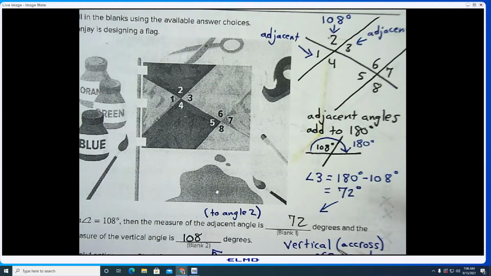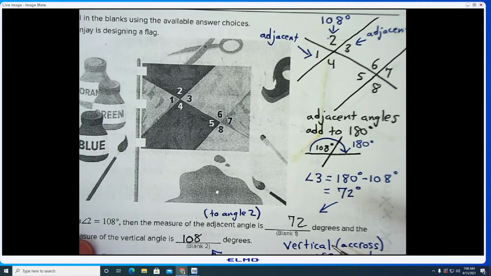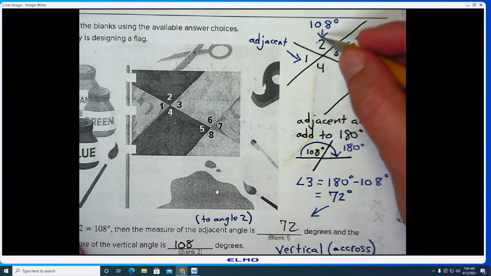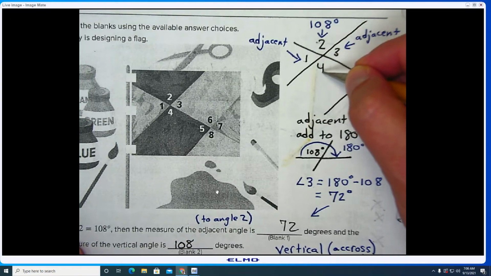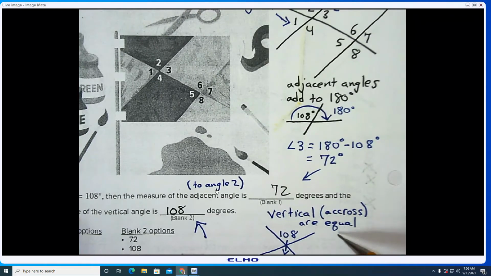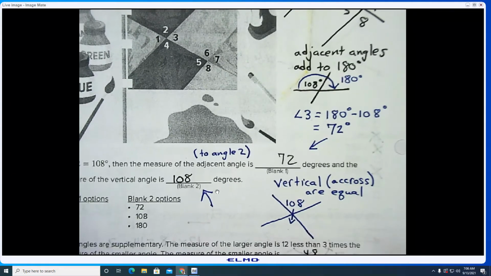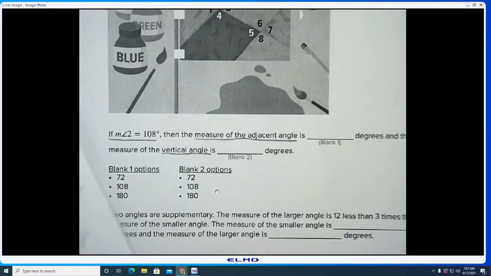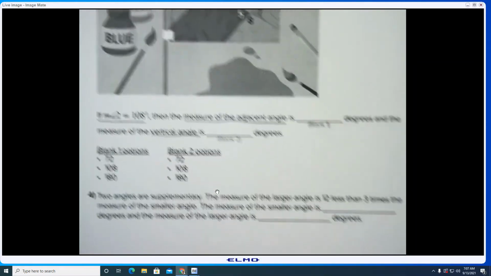Check. Then the measure of the vertical angle. Vertical, so that's across from it. Across from it, vertical means they're equal when they're across from each other like that. So that means this angle 4 is the same. So vertical or across are equal. So 108 is going to be the same as that, 108. And that's done. Looking at the next one, number 4.